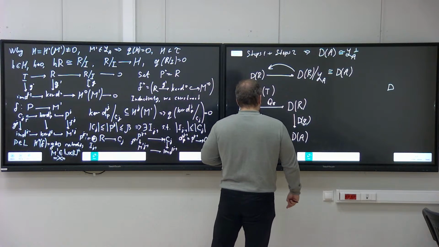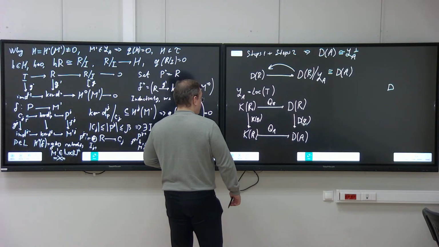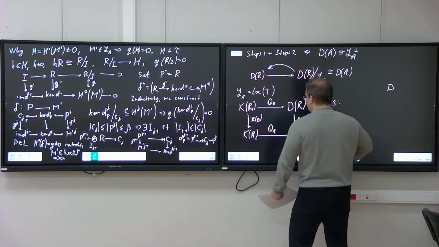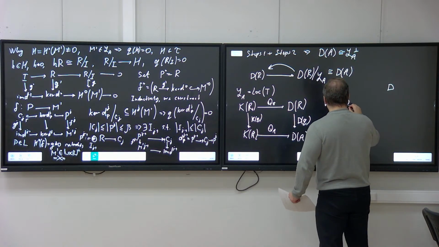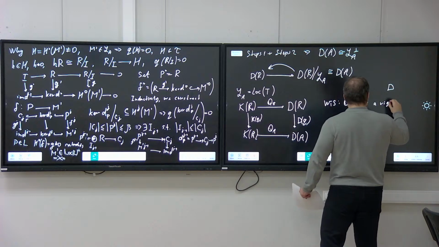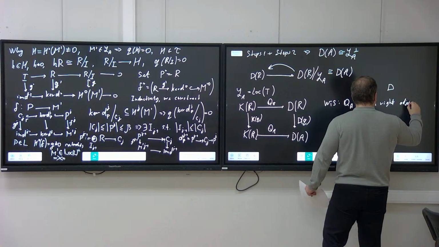So what do we know about the right adjoint? What we want to show, again, the goal, it would be nice to show that the Q sub A has the right adjoint.